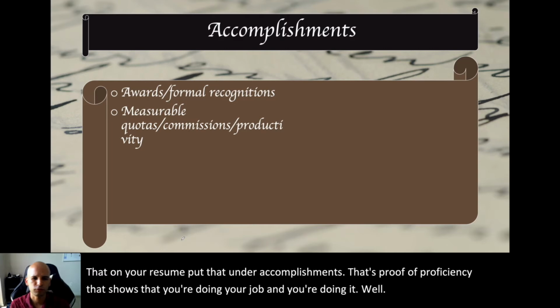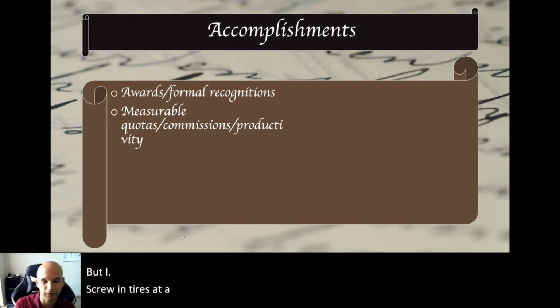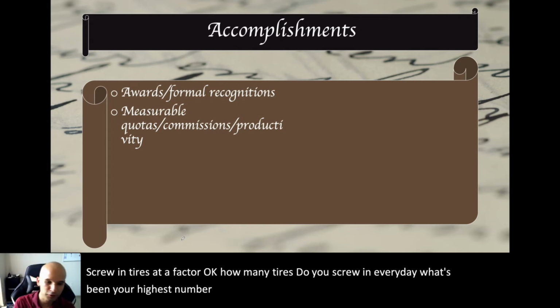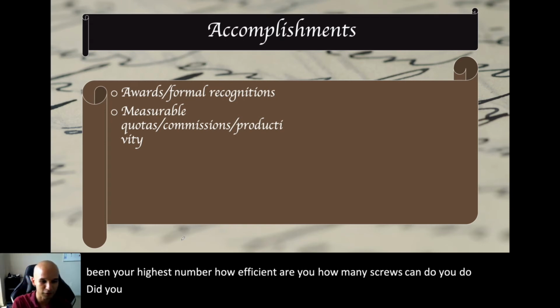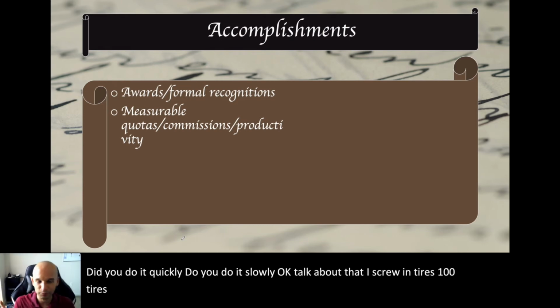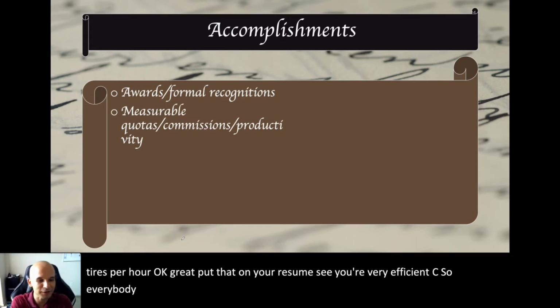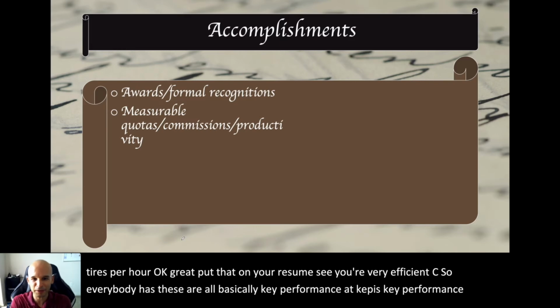But I screw in tires at a factory. Okay, how many tires do you screw in every day? What's been your highest number? How efficient are you? How many screws do you do? Do you do it quickly? Do you do it slowly? Okay, talk about that. I screw in tires, 100 tires per hour. Okay, great. Put that on your resume. See, you're very efficient. So these are all basically KPIs, key performance indicators. Every job has KPIs.